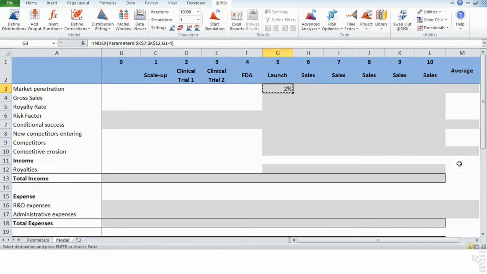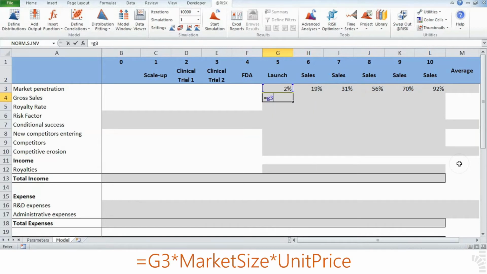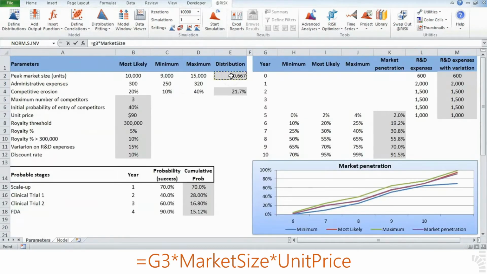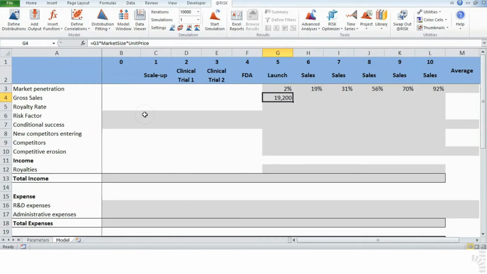25. Copy cell G3 to the range G3:L3 to establish market penetration rates for years 5 through 10. 26. On cell G4, we write the following formula that references two parameters: equals G3 times market size times unit price. 27. Copy and paste cell G4 to the range G4:L4 to establish sales for years 5 through 10.